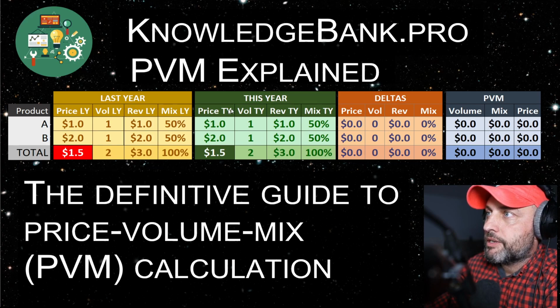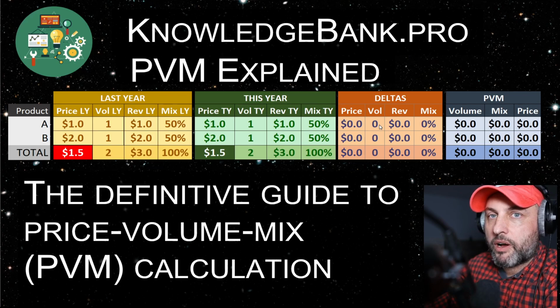And then what I've done is I have another section here in green where I will be playing with this year's numbers. So we're going to create a bunch of different scenarios in this year's numbers, compare them to last year, and as we increase either the price or the volume or change the mix of our products, this will create what we call deltas or variances, right? So there's going to be some sort of variance in price if the price goes up. There's going to be some sort of delta in volume if volume amounts will change, revenue, and mix.